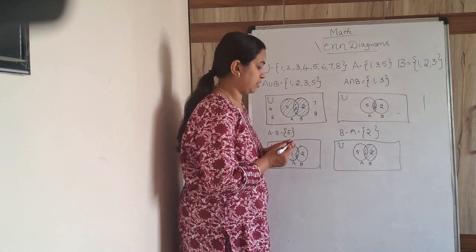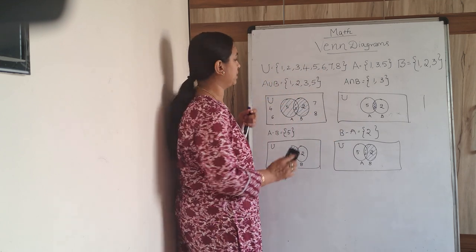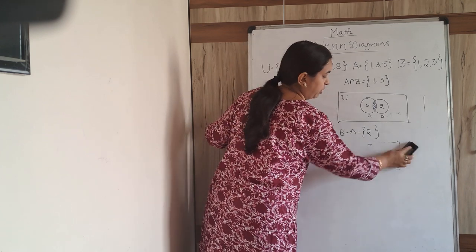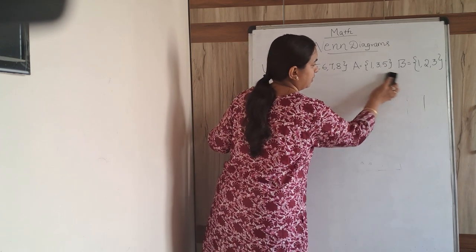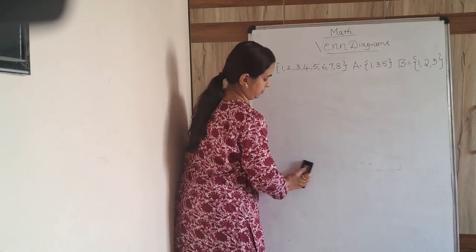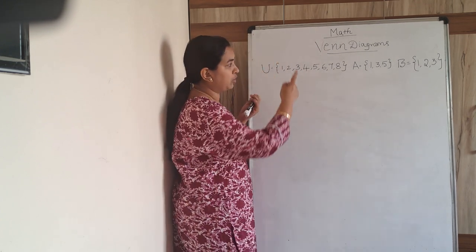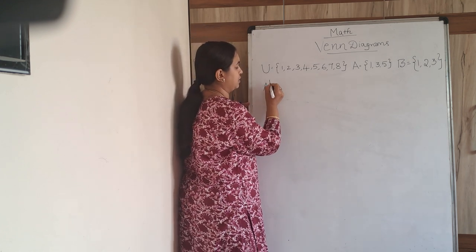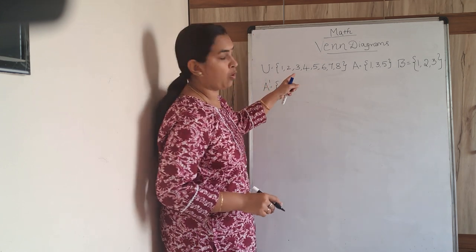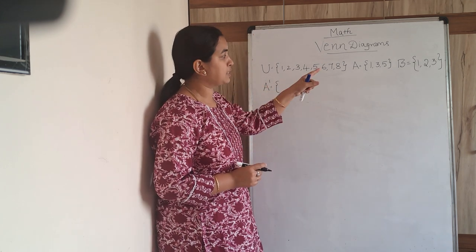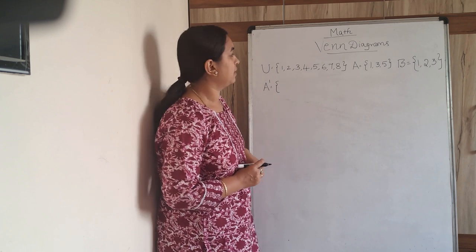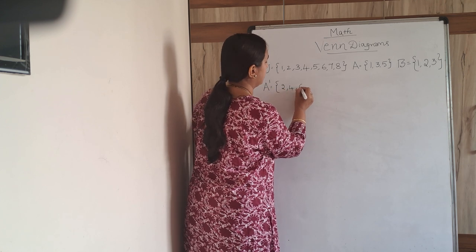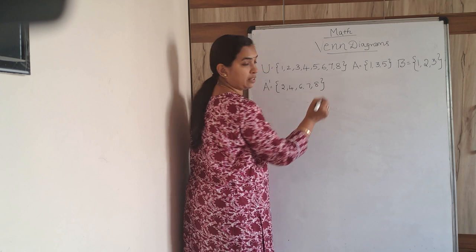Next, how to find the complement of a set. I'll show it for one set A. To find the complement of set A, which is represented by A dash, you need to write down all the elements of the universal set excluding the elements of A. So that is 2, 4, 6, 7 and 8.